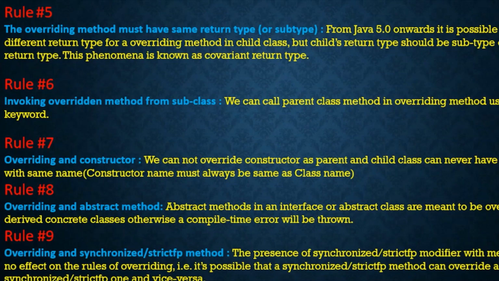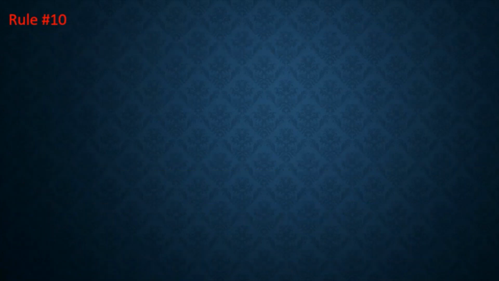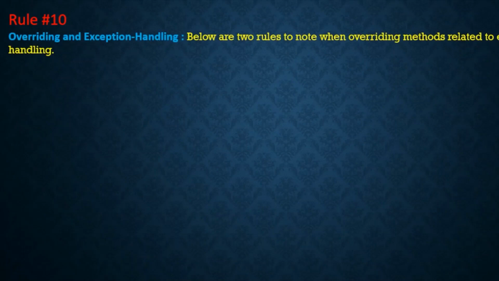If you write a synchronized or strictfp modifier with the method, there will be no effect of synchronized or strictfp while overriding the method. That is straightforward. Then the important feature I am going to explain related to overriding is related to exceptions. Whenever the superclass throws some exception, what type of exception should the subclass throw? Overriding and exception handling.